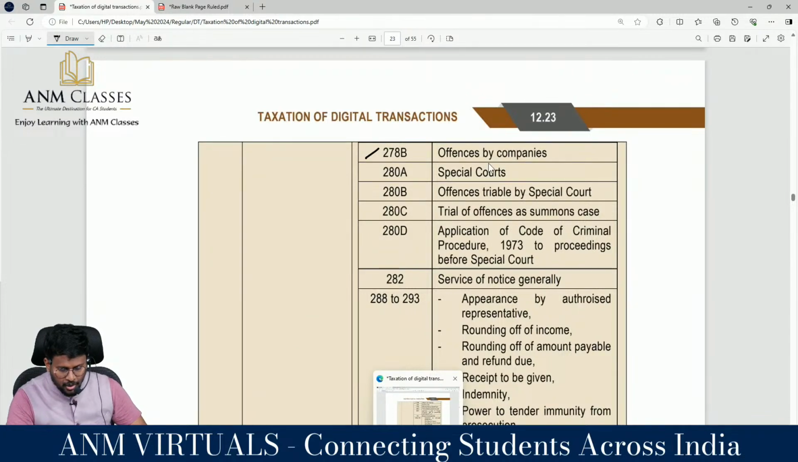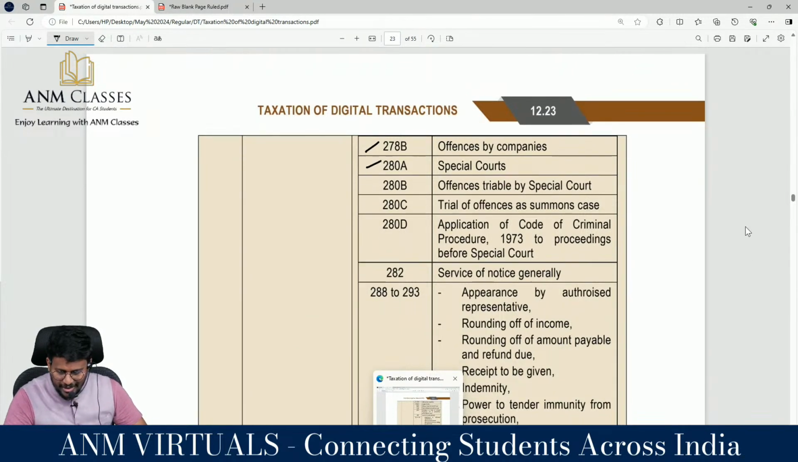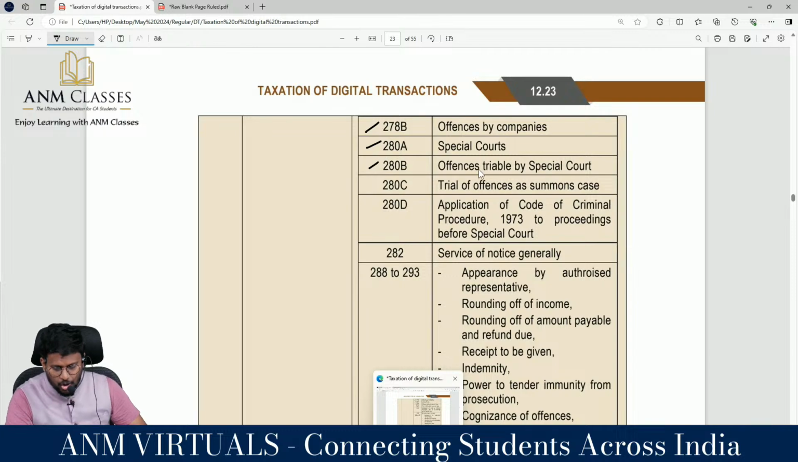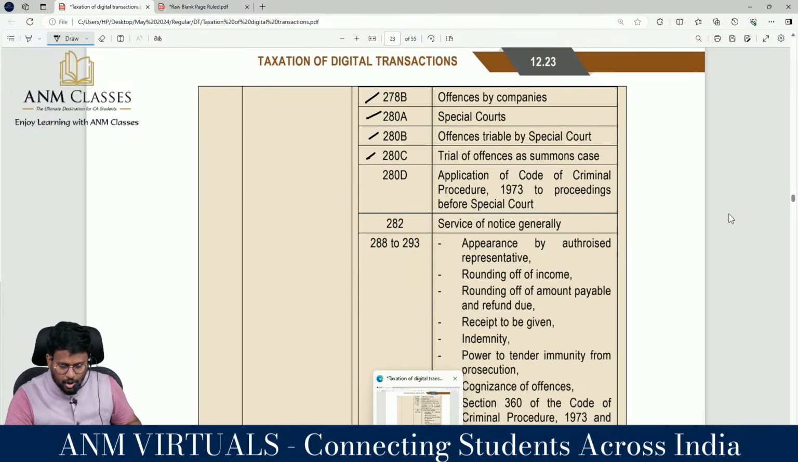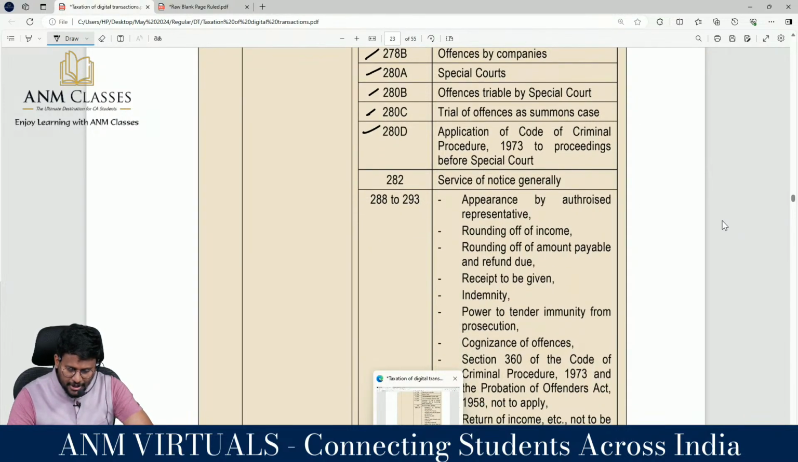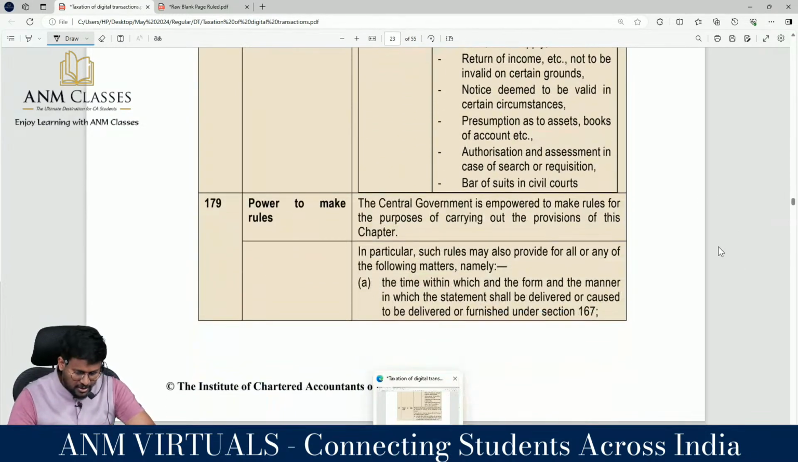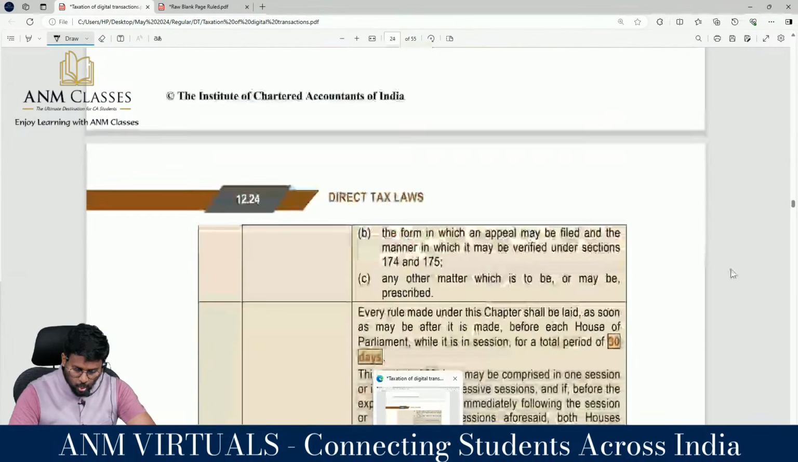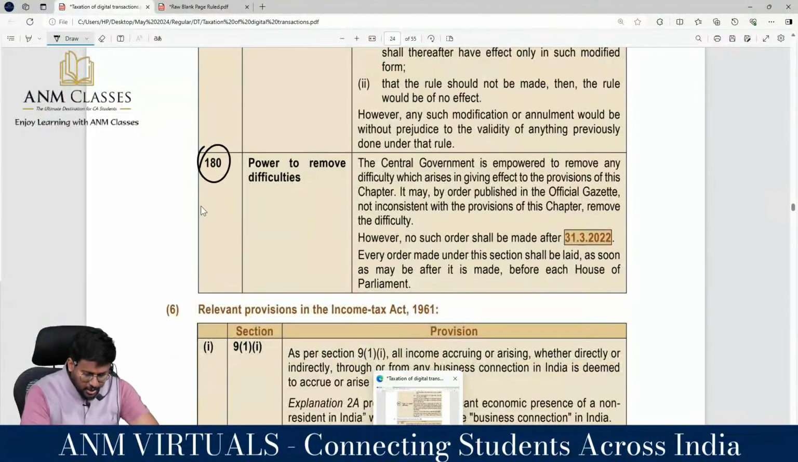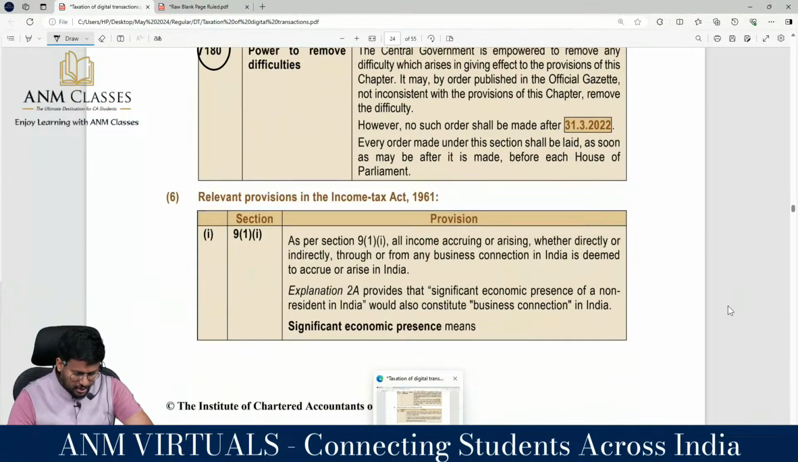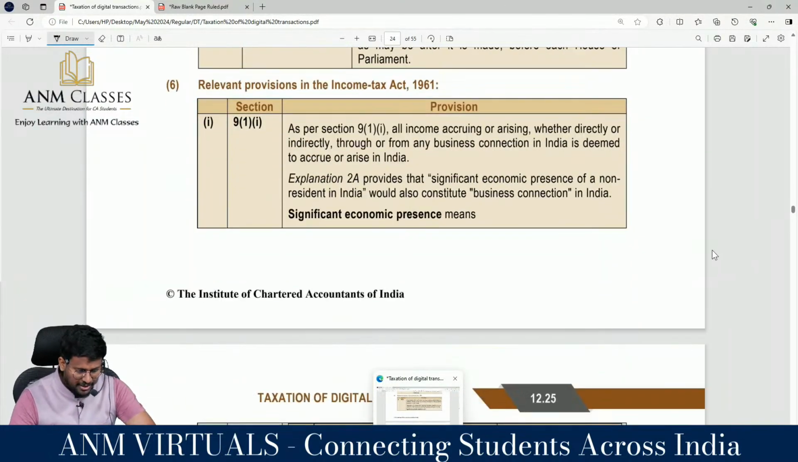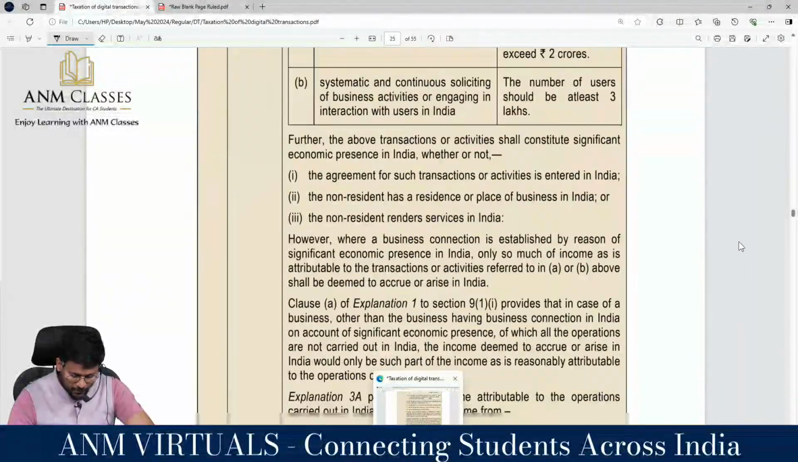278B offenses by what? Company. 280A in a code, special code. 280B offense trialable by what? 280C trial of offense as what? Summons case. 280D appeal or application of code of criminal procedure. 282 service of what? Notice generally. 288 to 293 all these powers. So power to make what? Rules sir. 180 power to remove what? Difficulty, relevant provisions sir.